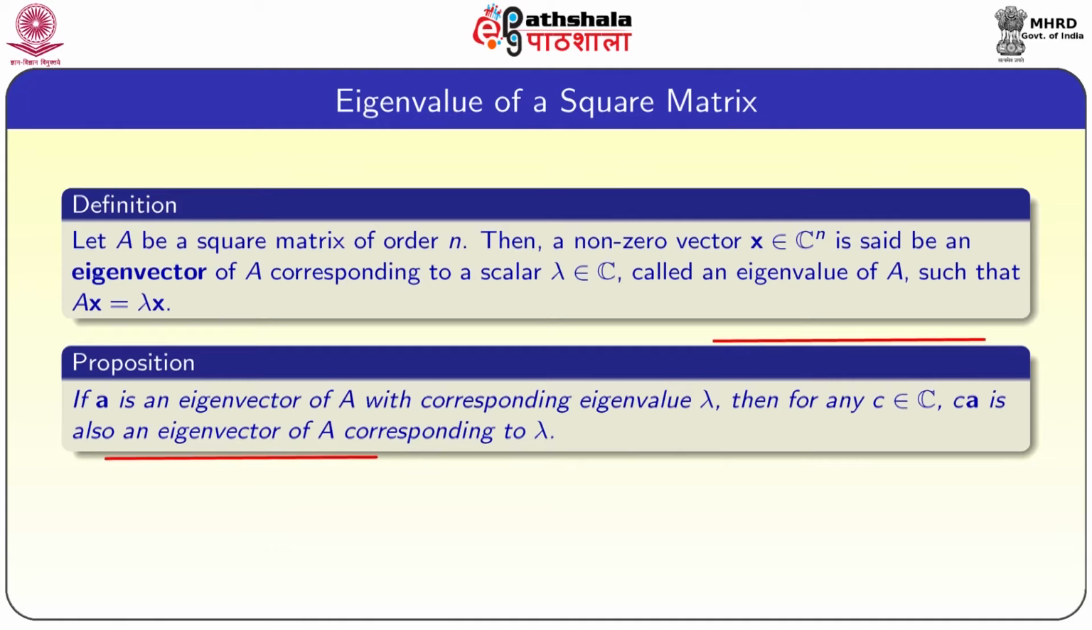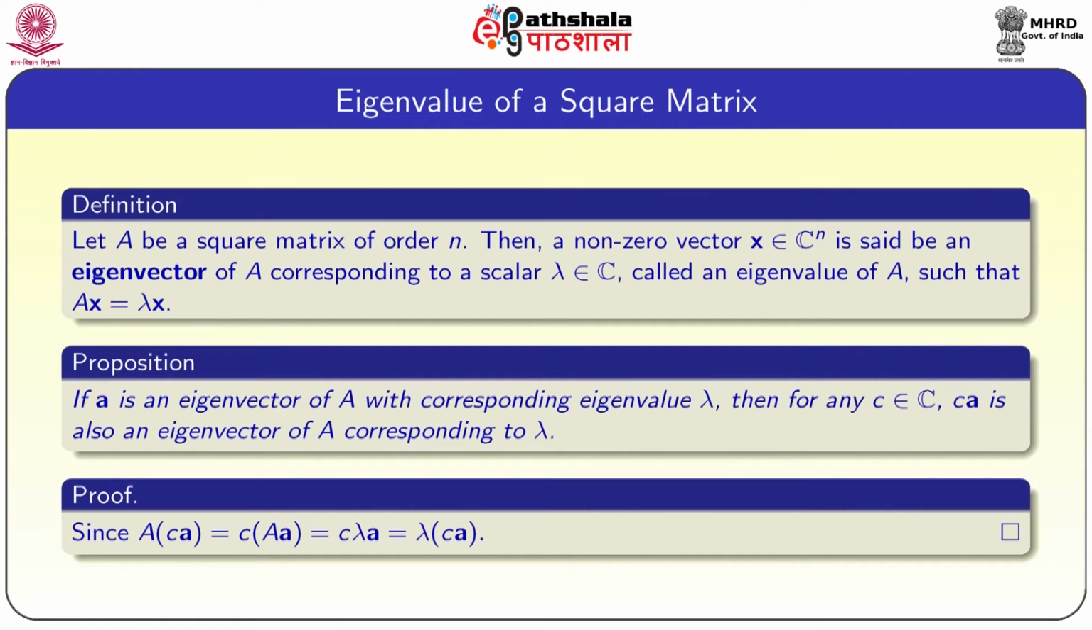Proposition: if x is an eigenvector of A corresponding to eigenvalue lambda, then for any c belongs to C, complex numbers, c x is also an eigenvector of A corresponding to eigenvalue lambda. Proof is easy. If you take A into c into x, then we can bring c outside. So, capital A into small x vector, which is equal to c times lambda of x, which is equal to lambda times c of x. So, what we proved is Ax equal to lambda x, where x is c into x.